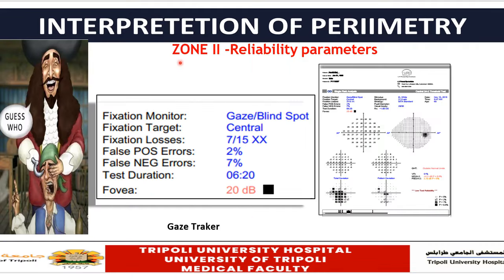The second zone is the reliability indexes, and it is regarding the false positive and false negative and fixation errors and the gaze tracker for the blind spot. So in this square, you will find all the data, especially the foveal sensitivity. The foveal sensitivity is very important because it correlates with the visual acuity. So all the indexes you will find here in this corner. We will speak in the next slides in detail about each one regarding the false positive and negative and its significance.